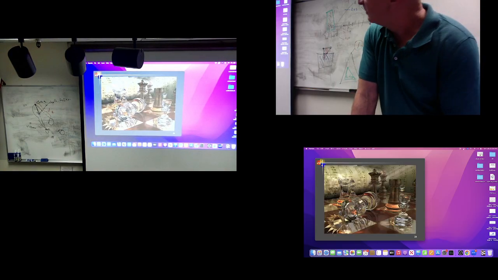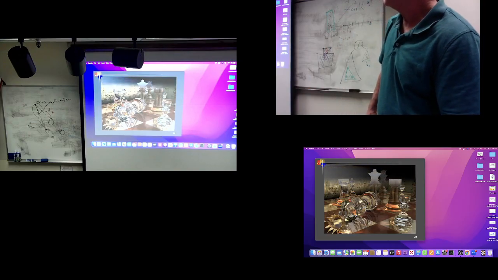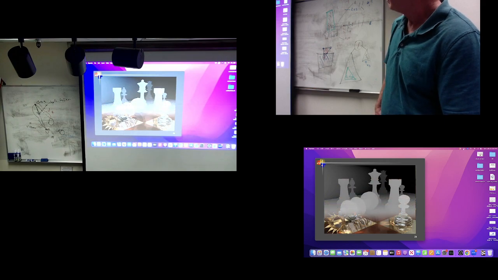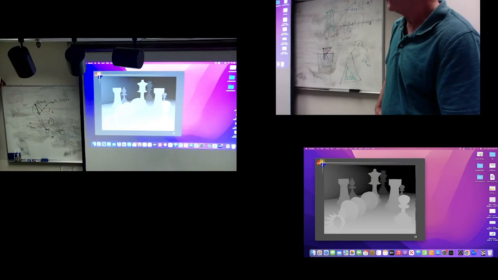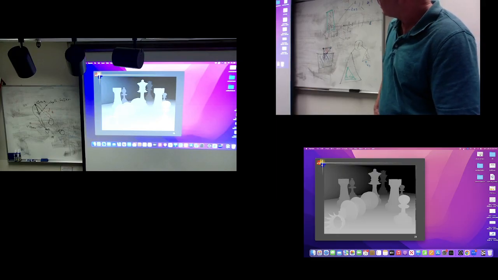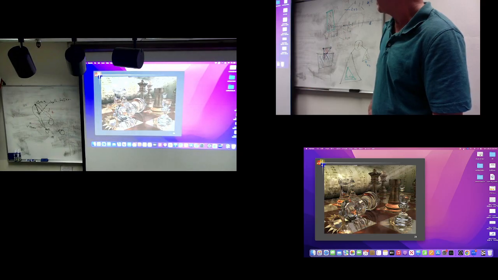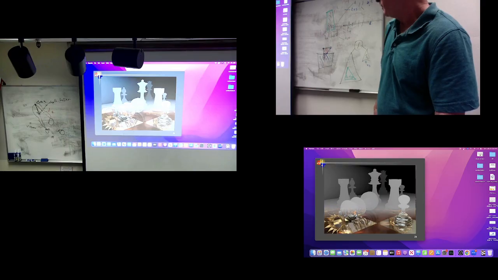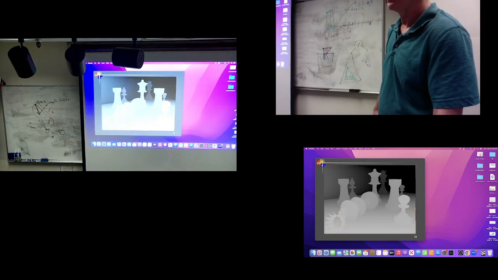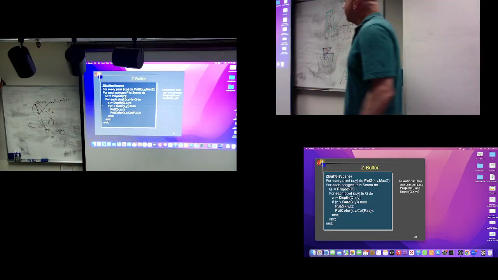Another example, fancier. Okay, depth, this time closer is whiter, and points far away are dark. Again, original image, and just look at the depth buffer and just express the value as a grayscale. Okay, once again, Z buffer.